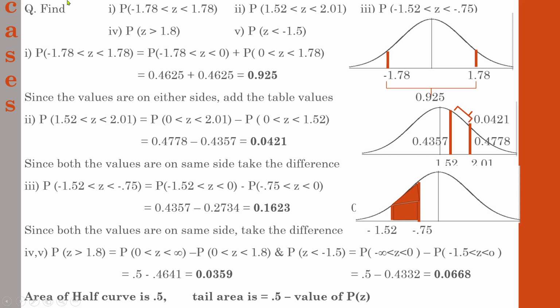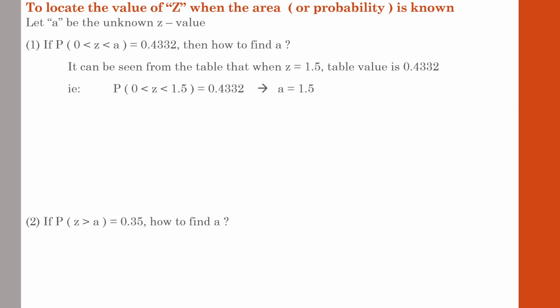We are dealing with the example where P of Z is greater than a, and a single value is given. So let us deal with this particular example. If P of Z is greater than A equals 0.35, how to find A? Previously we went directly to the table and found the point where 2 points meet. But in this case, don't go directly to that, because only 1 point value is given. So you need to take another step.